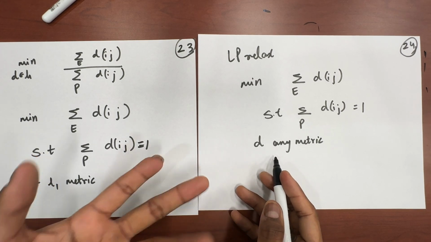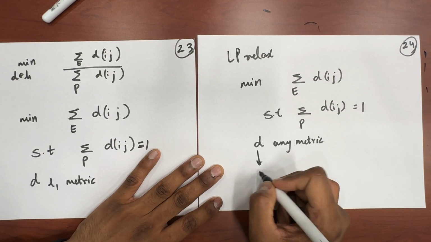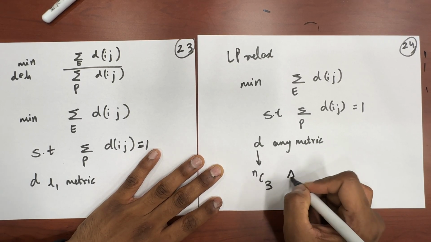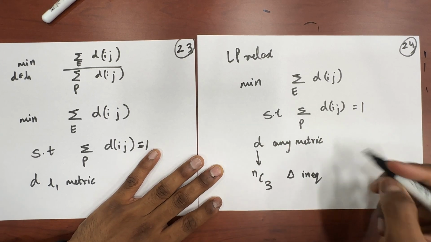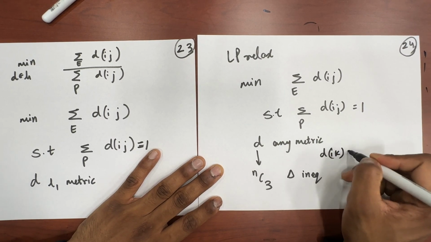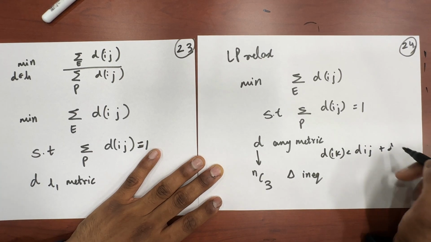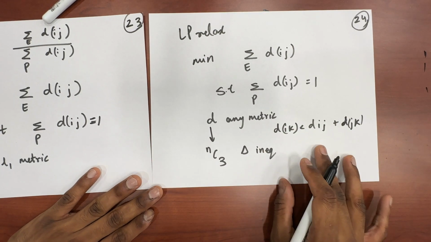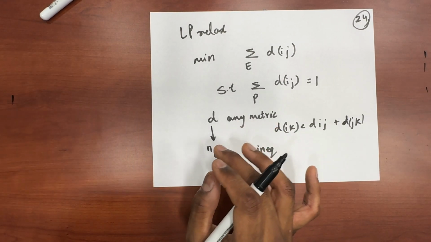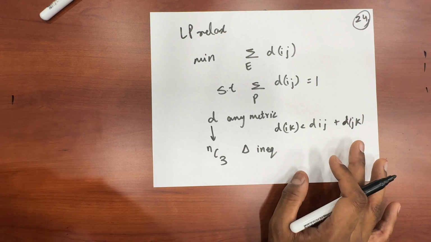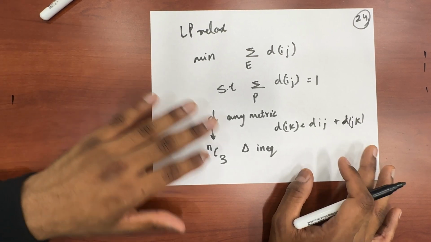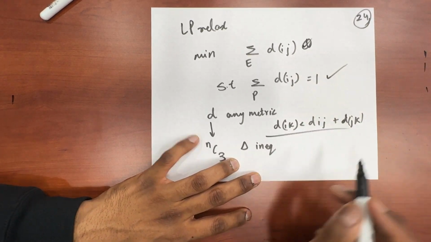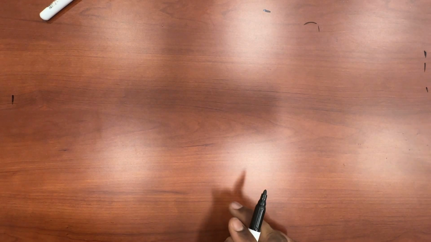Now, how do I enforce this constraint? All I need to do is write the n-choose-3 triangle inequalities. I can write Dik less than Dij plus Djk for all triples as a separate inequality, and therefore this is a metric. I have enforced it to be a metric. I have no care whatsoever if it's an L1 metric. It just needs to be a metric which satisfies this and a bunch of triangle inequalities. And I can solve it now.